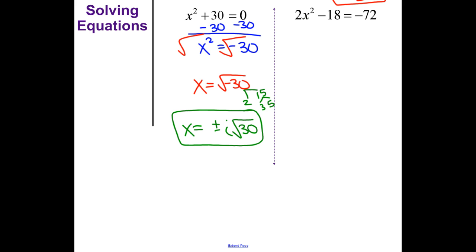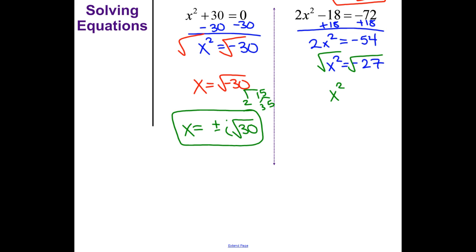I'll show you another example over here. So again, what we want to do is get the x squared by itself first. So I'm going to add 18, add 18. So then we're left with 2x squared equals -54. Divide by 2, so we get x squared equals -27. Now again, we want to get rid of the squared, so we have to square root both sides, making sure everything's over there.